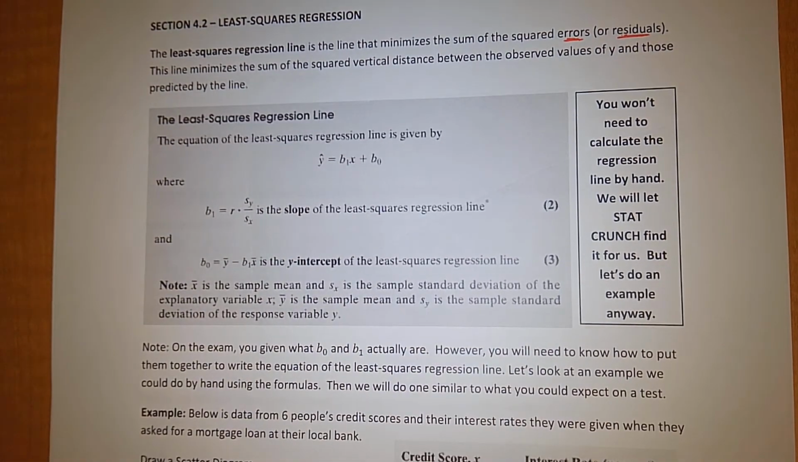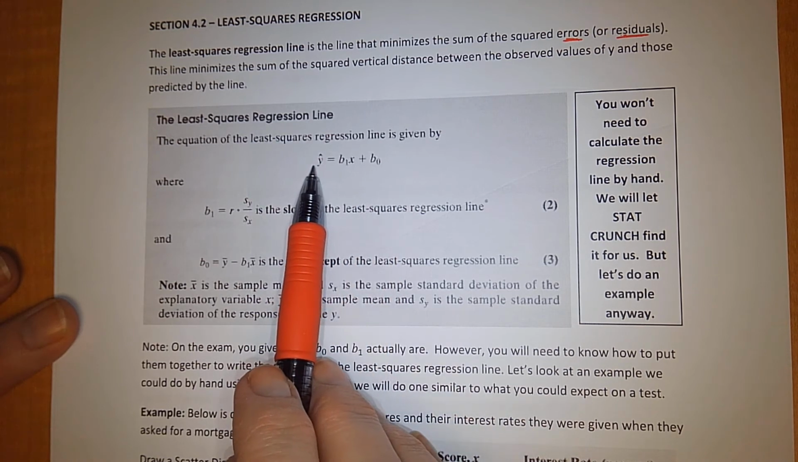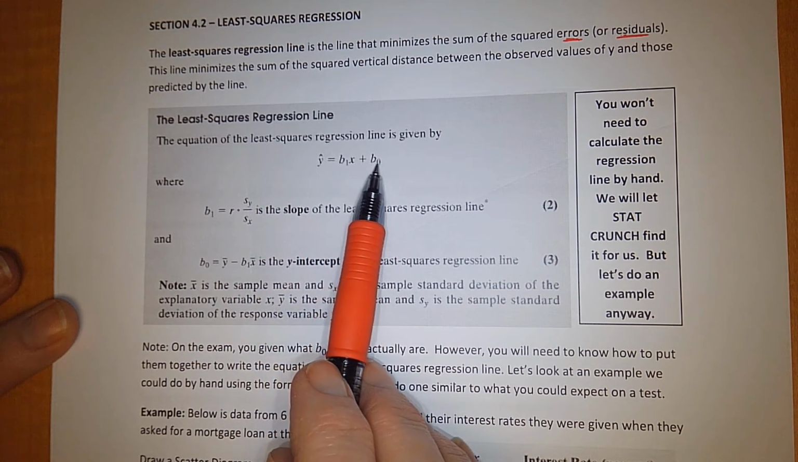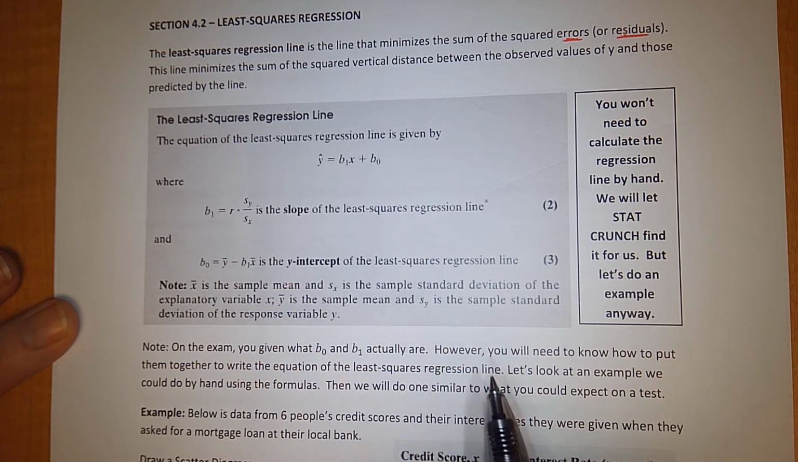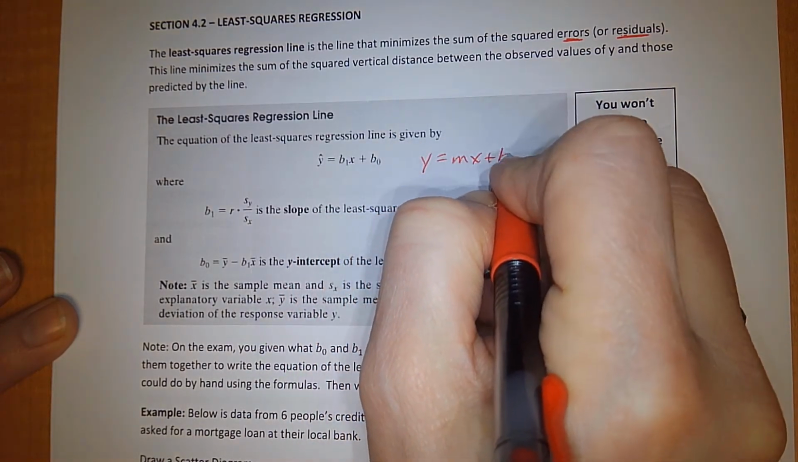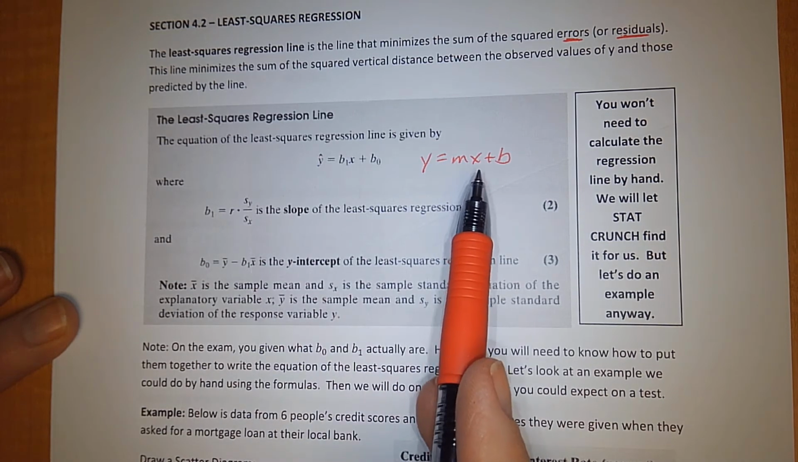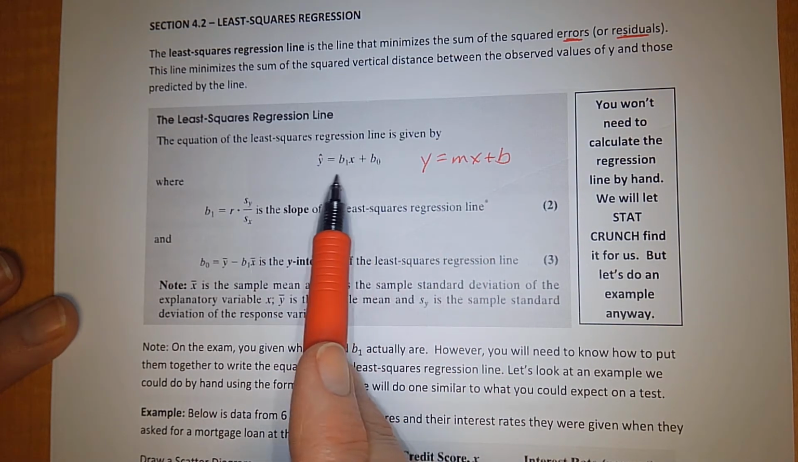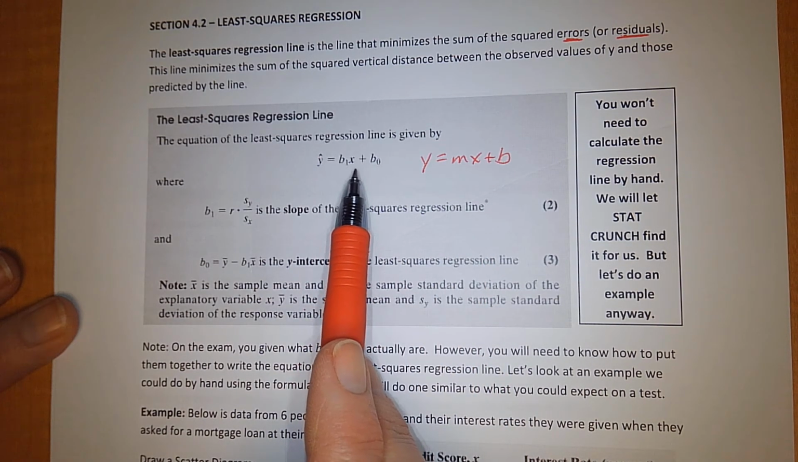To do this by hand, the equation of the least squares regression line is given by the following formula. Y hat equals b1x plus b0. Now this is going to look very similar to an equation that you might be familiar with. This is slope-intercept form, and that's exactly what this equation is.